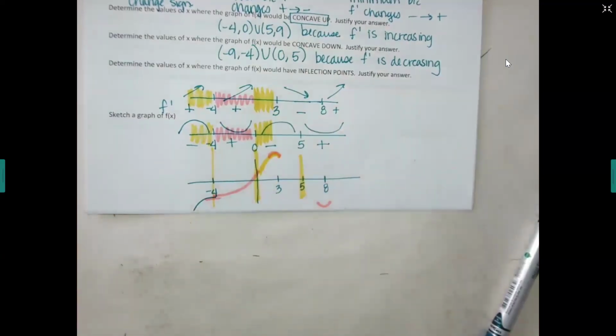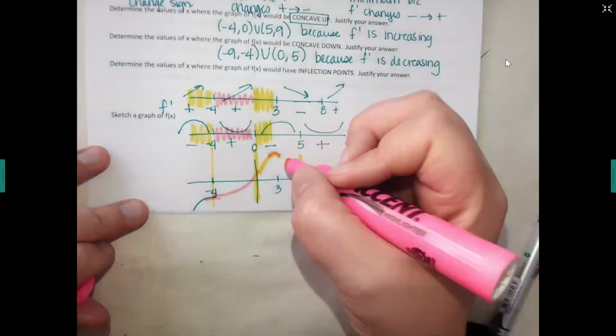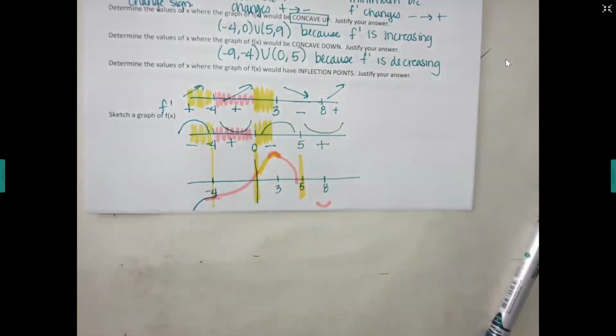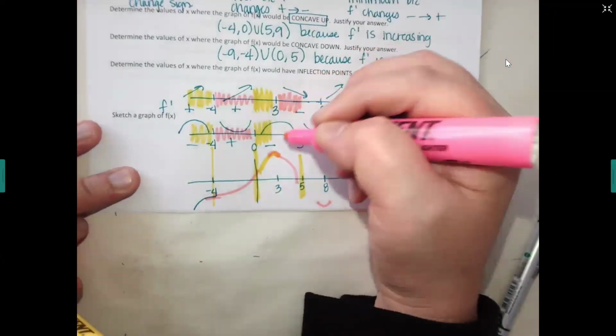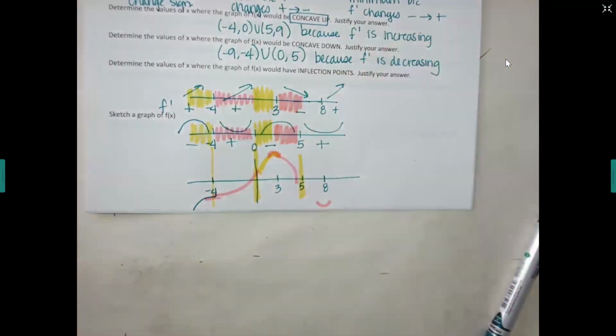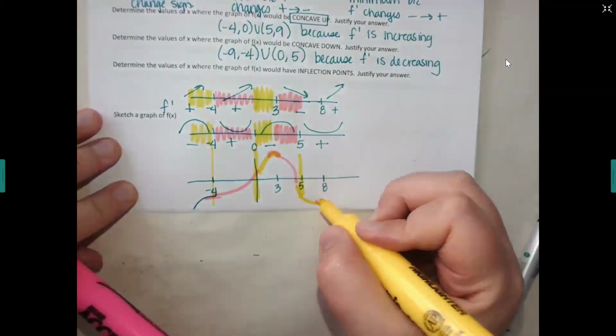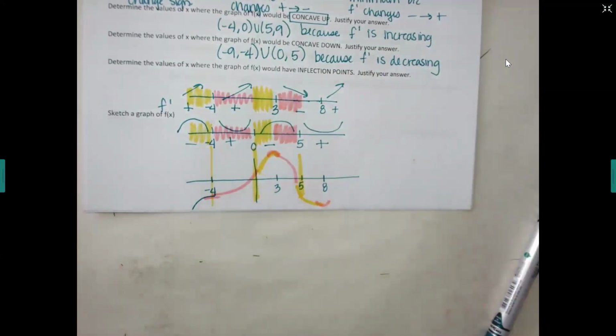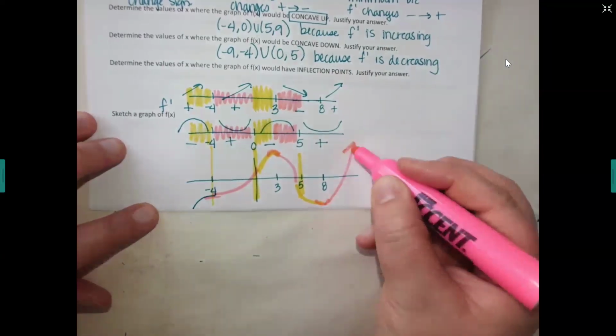Okay, then from 3 to 5, I want to switch to go downhill till when? 5, and I want to be bent down, so it'd be like downhill and bent down would be like that. And then from 5 to 8, I want to keep going downhill, but switch to concave up. And then at 8, I want to switch to uphill concave up, which would be like that.